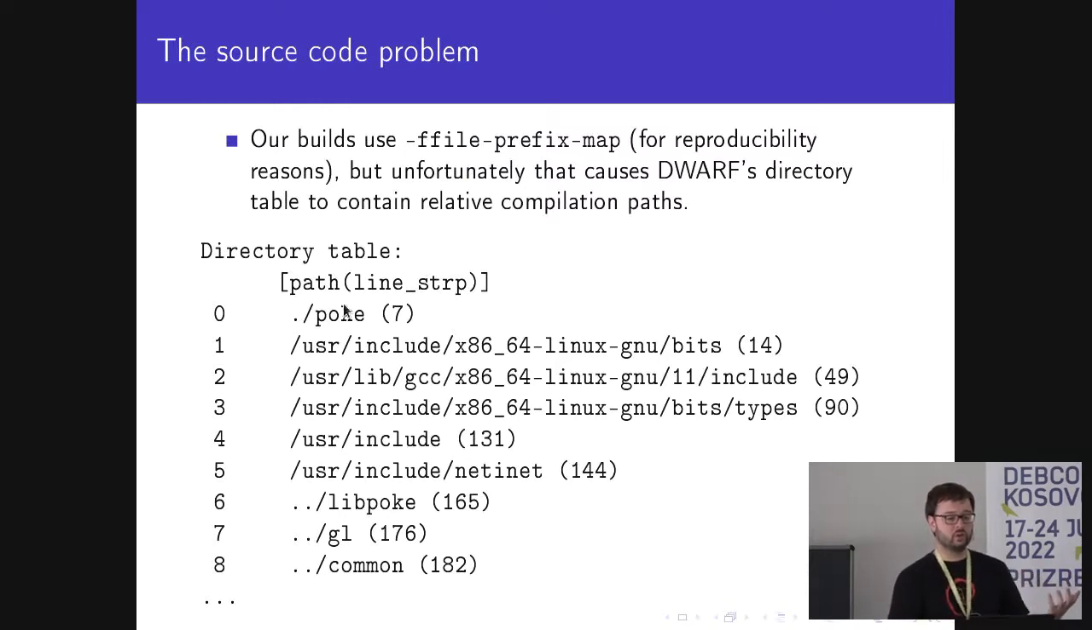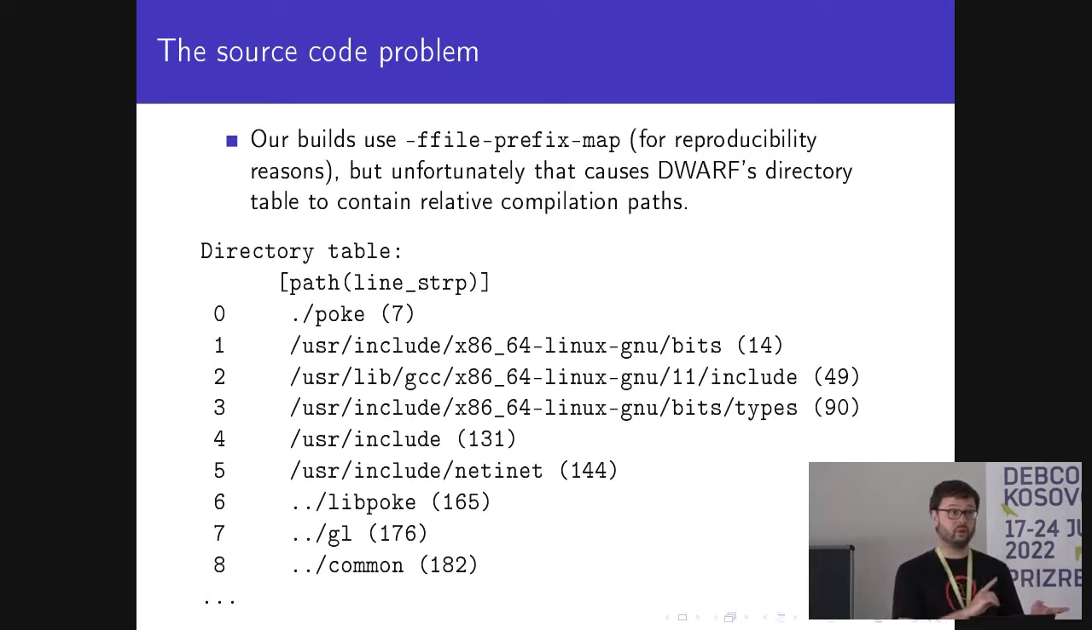So for example, poke, I'm just using poke as an example here. If you take a look at poke's source code, you're going to see that the source code starts at the directory poke, and everything before it is sbuild specific, generated during build time. So our file prefix map just removes that part, and it keeps a relative path in the directory table of the DWARF file. This is a good solution for the reproducible builds problem, but it kind of breaks the tools that we're using to index the source code.